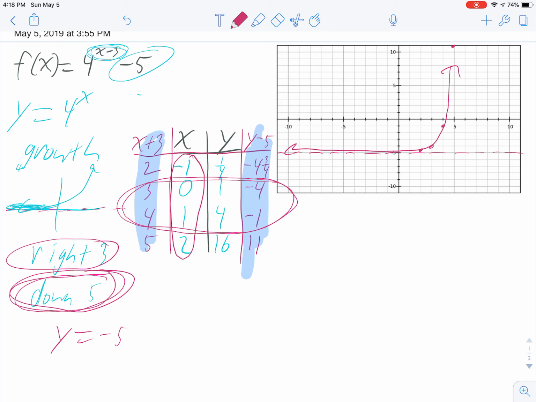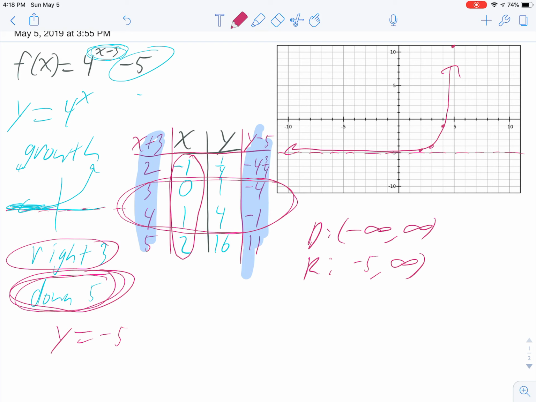And the only other thing we might be asked to do is domain and range. So let's do that. So the domain, remember, is how far to the left, how far to the right. Well, this goes forever to the left, it goes forever to the right. And so our domain is negative infinity to infinity. Our range is down to up. How far down does it go? How far up does it go? Well, down, the lowest it gets to is -5. It never goes below -5. And the highest it goes is forever.